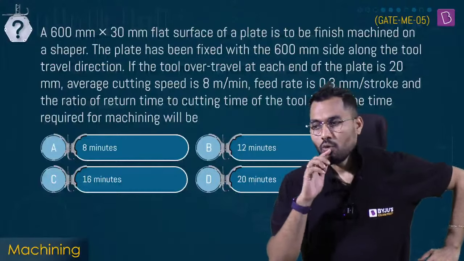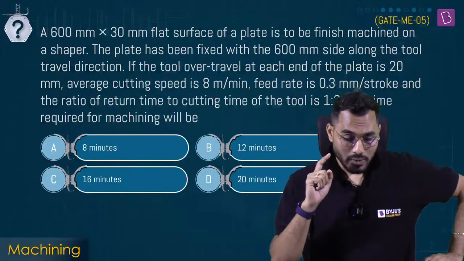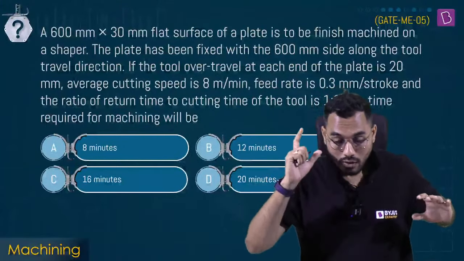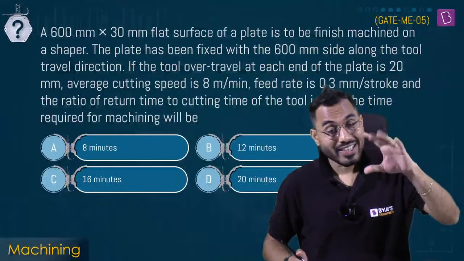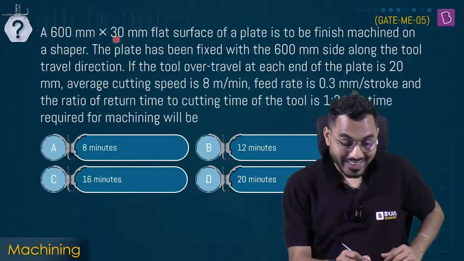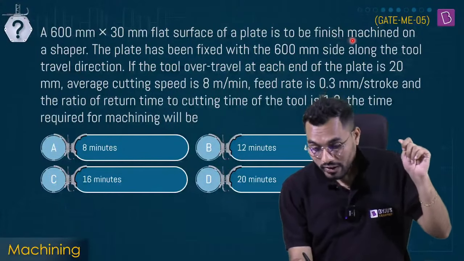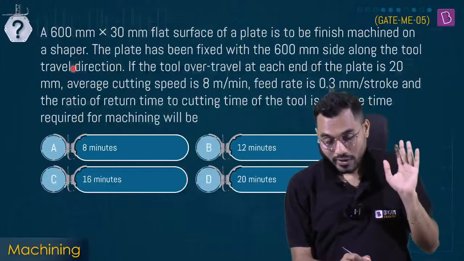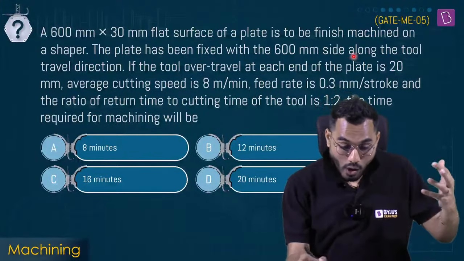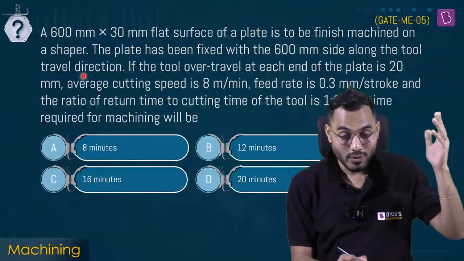Now let's talk about one more question that is almost the same. A 600 millimeter by 30 mm flat. So the length of the stroke will be 600 and the width of that machining operation is 30, that is the flat surface we want to machine. It was written that a 600 mm by 30 mm flat surface of a plate is to be finish machined on a shaper. The plate has been fixed with the 600 mm side along the tool travel. So the travel direction of the tool is 600, that is the length of the stroke.